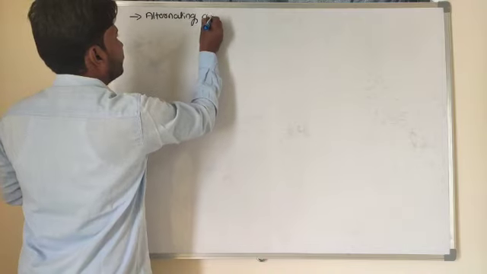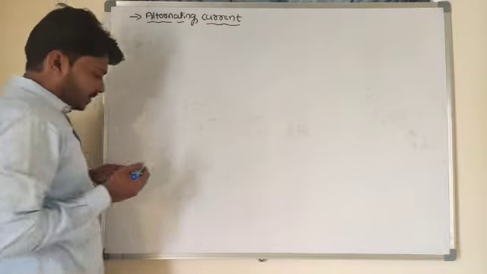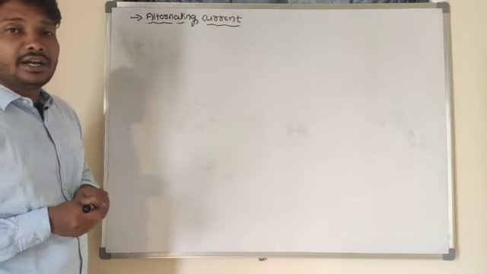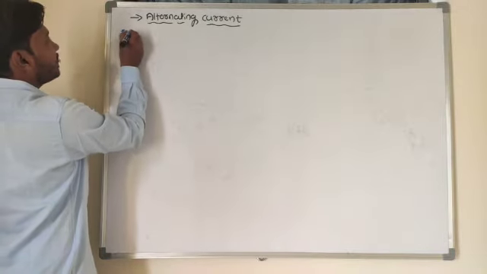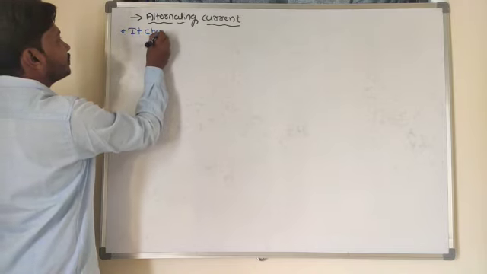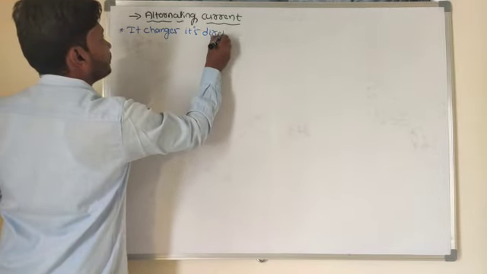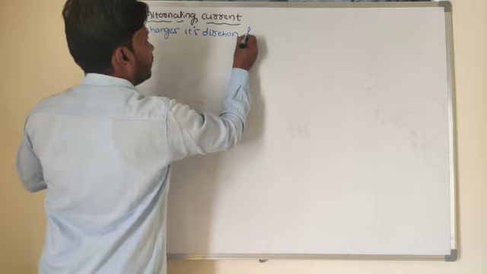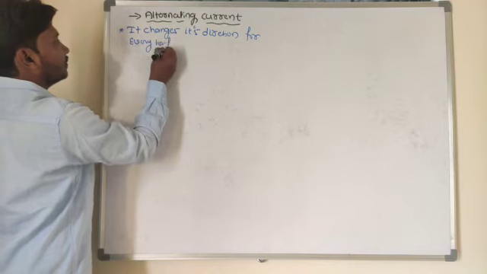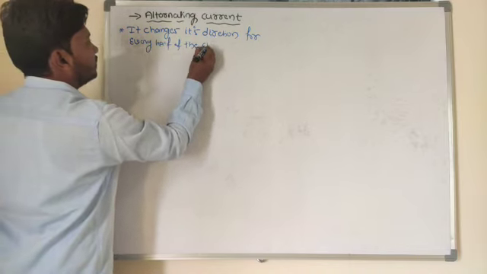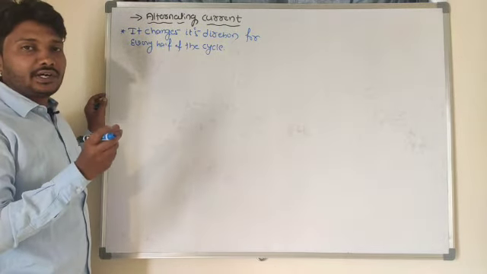Alternating current. So what is alternating current here? Basically, we know that alternating current means the current which changes its direction for every half of the cycle.